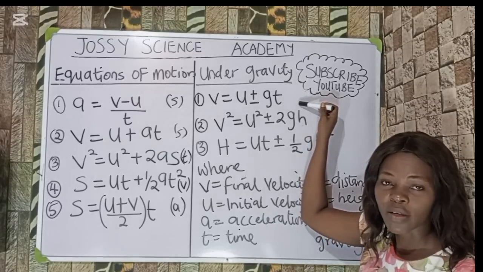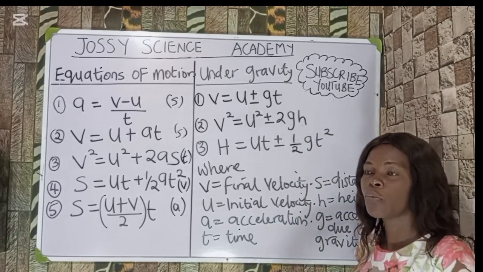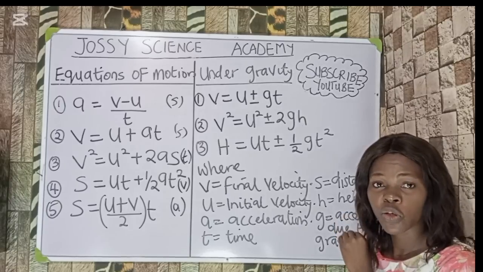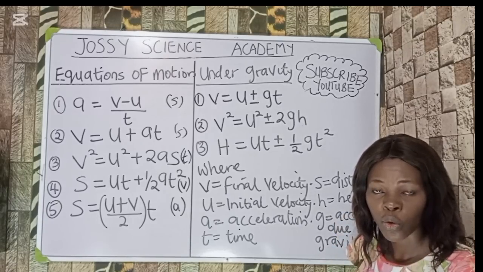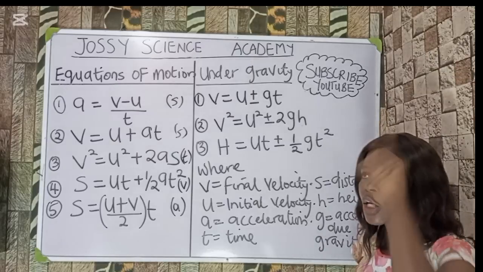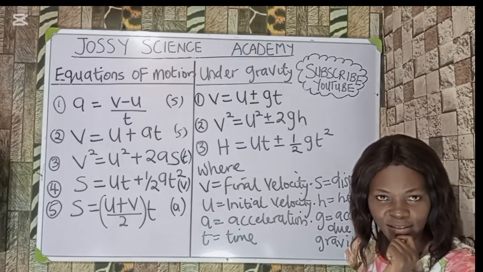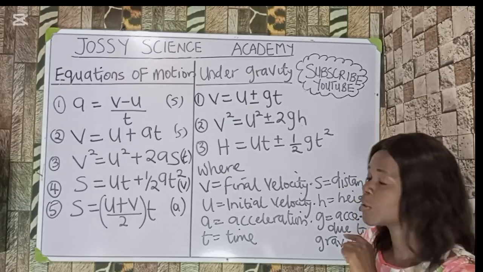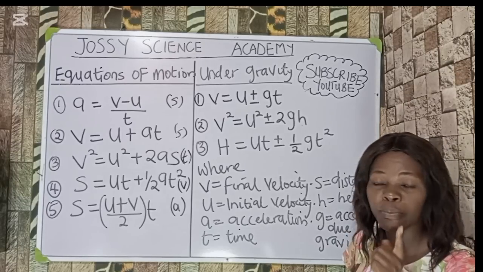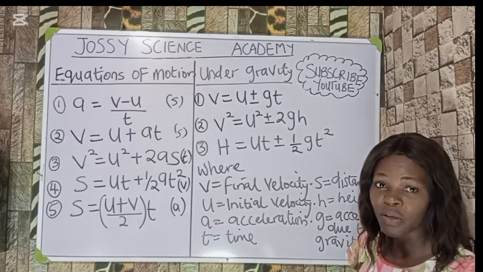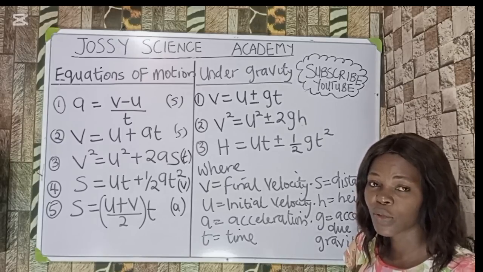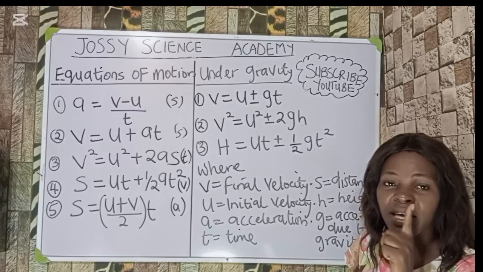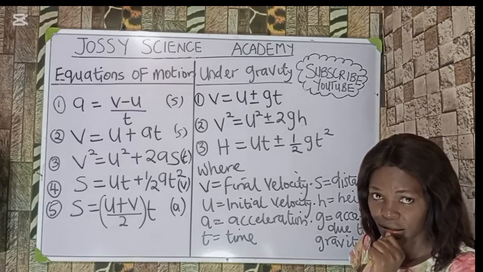Now, when you come to motion under gravity, this involves when you throw an object up or when an object is coming down. Before we go into motion under gravity, there are some things you need to know. When an object is going up, it is moving against the force of gravity, because gravity is always acting down. A is replaced with G, because you're no longer dealing with linear motion. This one is motion under gravity. Now S is replaced with H, which is height. Is that clear?